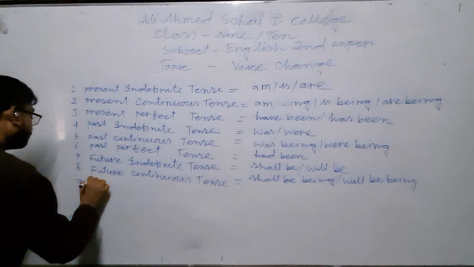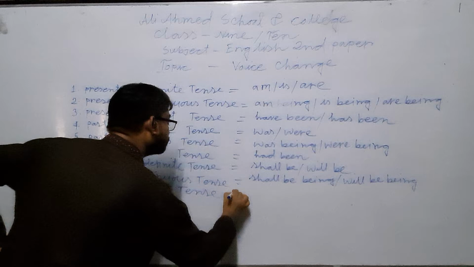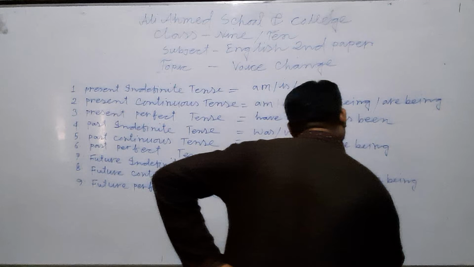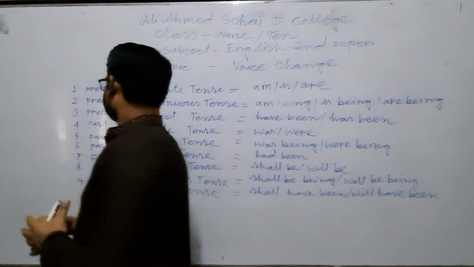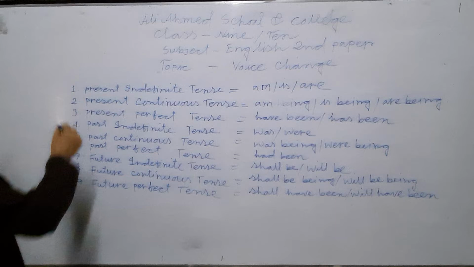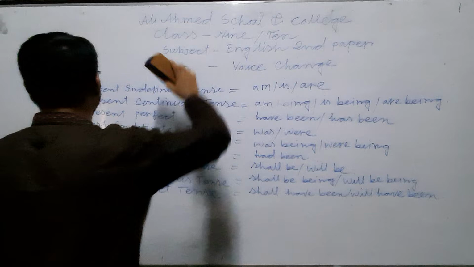Number nine, future perfect tense. Here shall have been or will have been will be used. So when you turn the voice of the tense, you must follow the structure. There is a common structure, and another is the structure of auxiliary verb, how it will be used in the sentences. Let us try to see some examples of the voice of this tense.